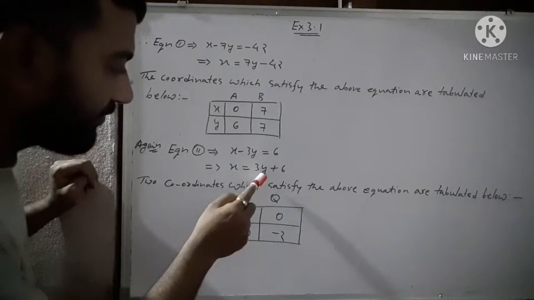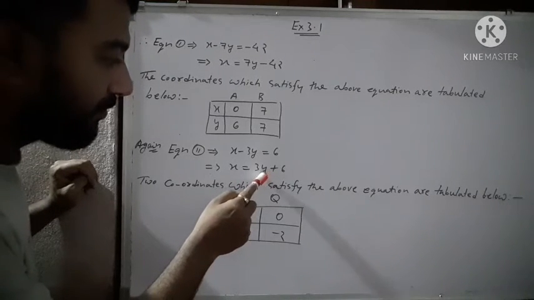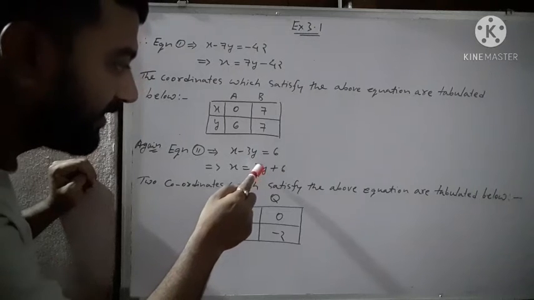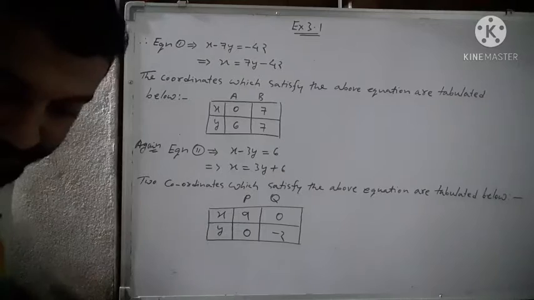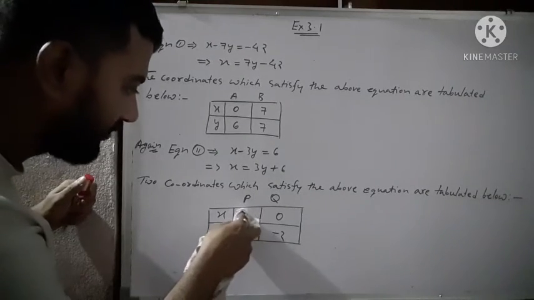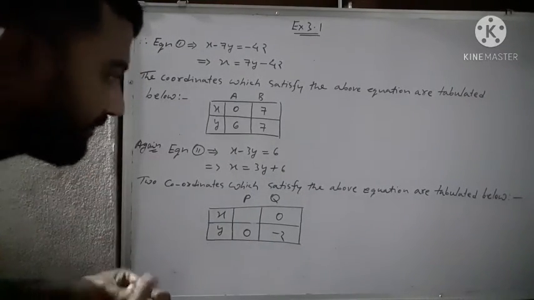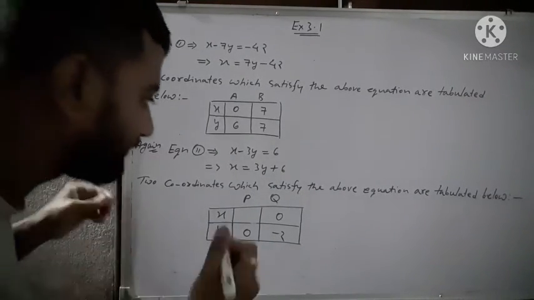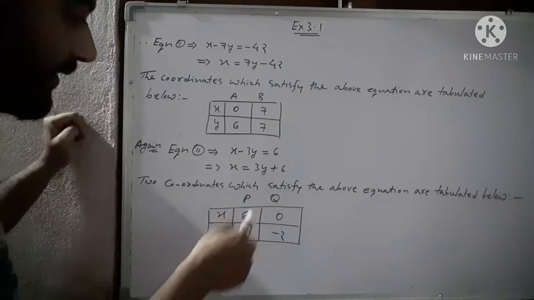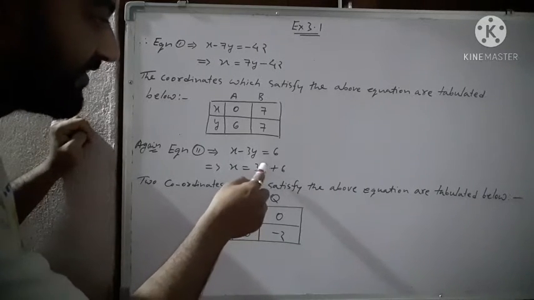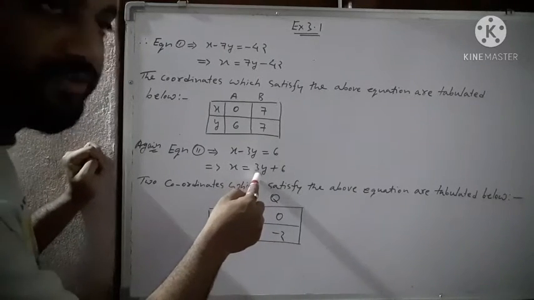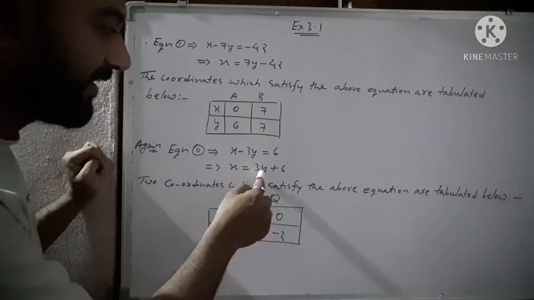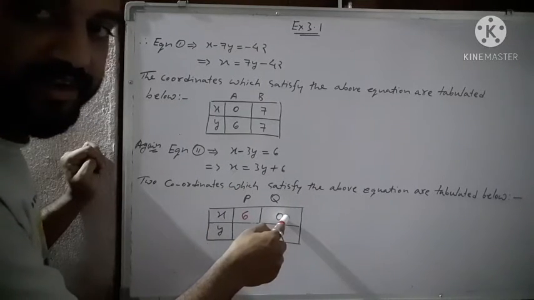Now you see, if we substitute 0 in place of y in this equation, it will be 3 into 0, this is 0, so only the 6 remains there. Again, this will be 6. And for the second one, if we put minus 2, then it becomes minus 6, then minus 6 plus 6, so it is 0 in this case.